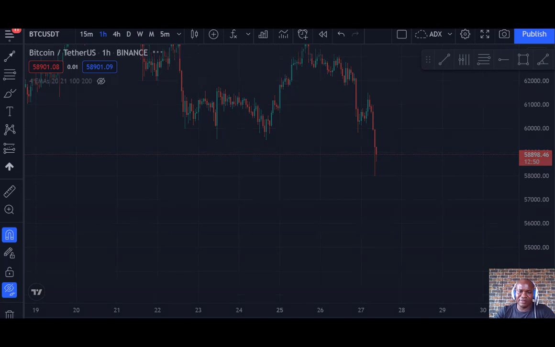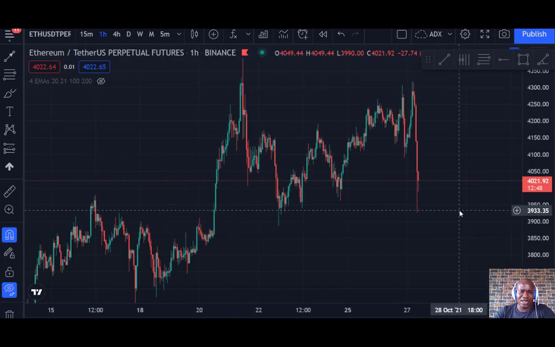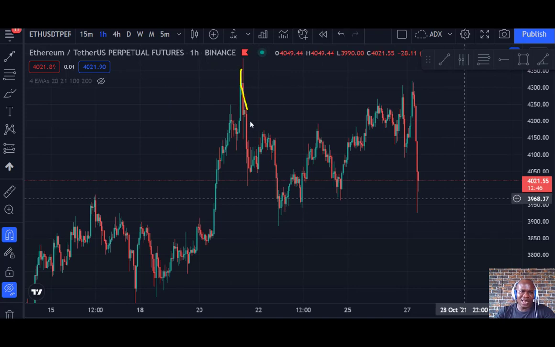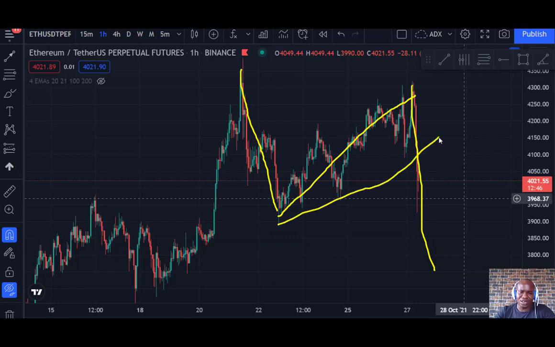If you take a look at Ethereum, the same thing applies here, guys. Okay, look at what I was telling you the other day on the 1 hour. I said this is an impulse, this is a correction, that the next impulse is coming. You can see it's playing out, guys. This is not magic. All right, that is the system of trading.